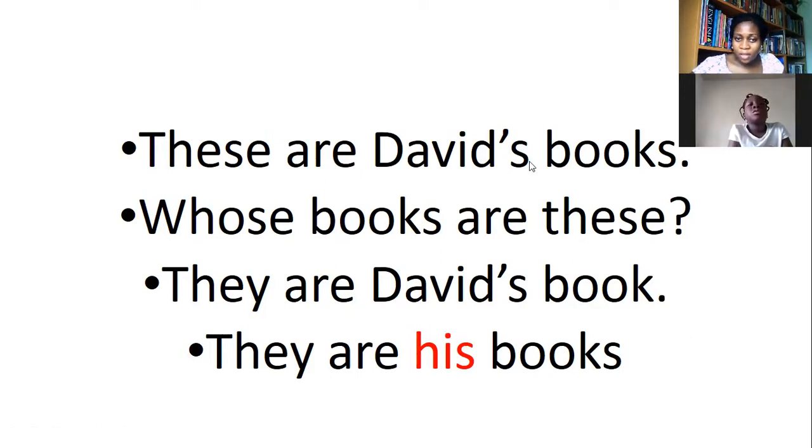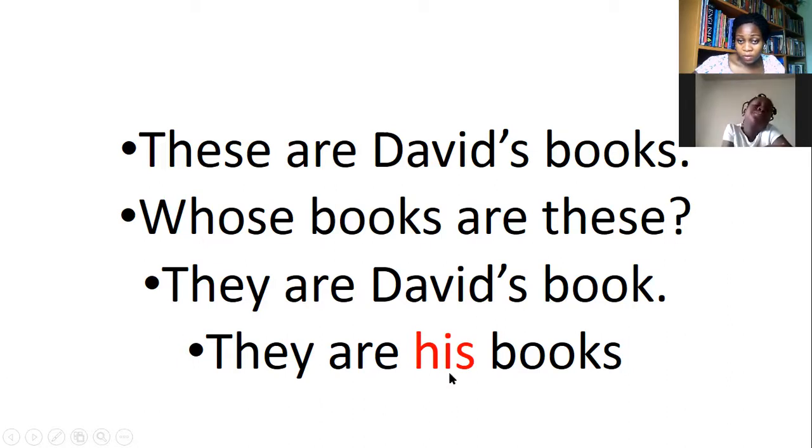They are David's books. But in this sentence, you have not used a possessive adjective. If you want to use possessive adjectives, you have to change the noun. It means you are changing from the person's name into a possessive adjective, which is what? His. So the one who owns the item will affect the kind of possessive adjective you use.